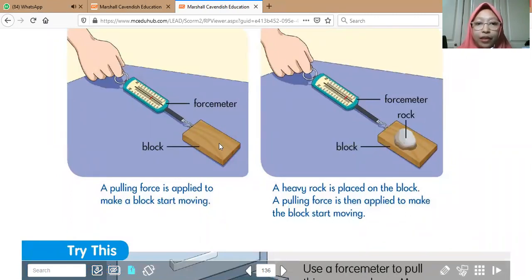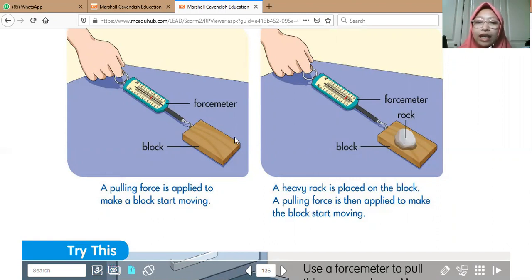For the first, this is only a block, and a pulling force is applied to make the block start moving. We pull and then the block will start moving. And as we know, the surface is the same. And then the second picture is a heavy rock placed on the block. A pulling force is then applied to make the block start moving. Do you know what the difference is? This is only a block, we pull only the block, and here we add a rock. So we pull a block and a rock.